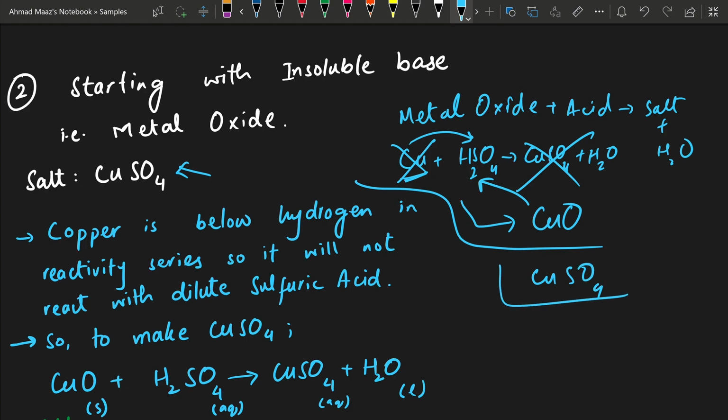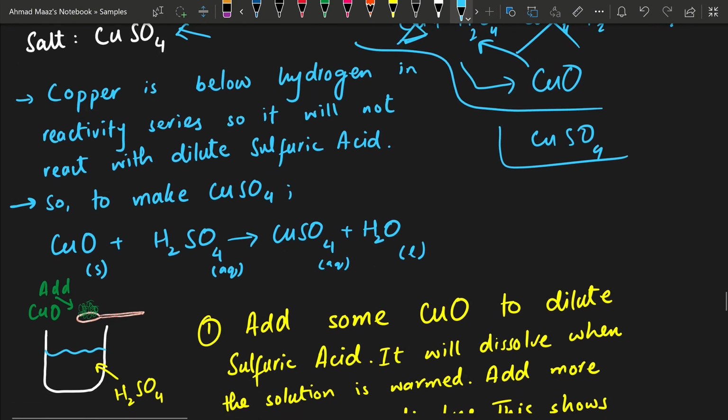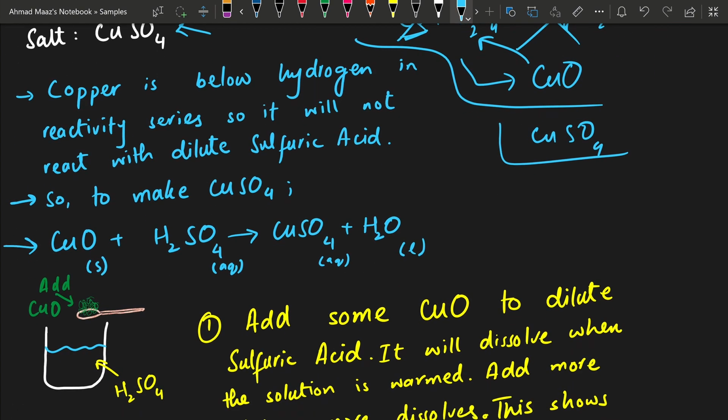Alright, so we'll start with copper oxide and we'll add copper oxide and sulfuric acid, which is obviously aqueous, copper oxide as solid, and this will give us copper ions from copper oxide and sulfate ions from sulfuric acid, and we can get copper sulfate and water.